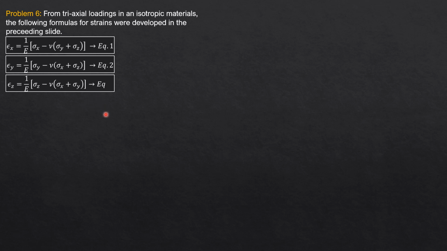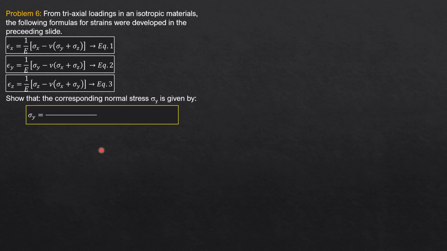Call this equation 3. Then let us show that the corresponding normal stress sigma y is given by sigma y equals E over 1 plus Poisson's ratio, quantity 1 minus twice Poisson's ratio, then times quantity 1 minus Poisson's ratio times strain y plus Poisson's ratio times quantity strain x plus strain along z.